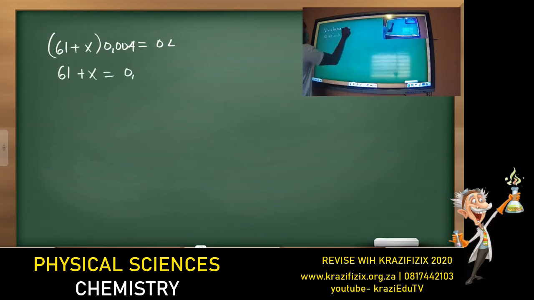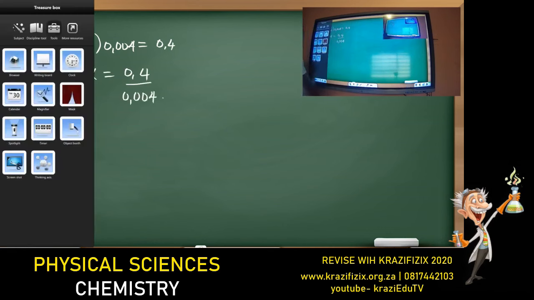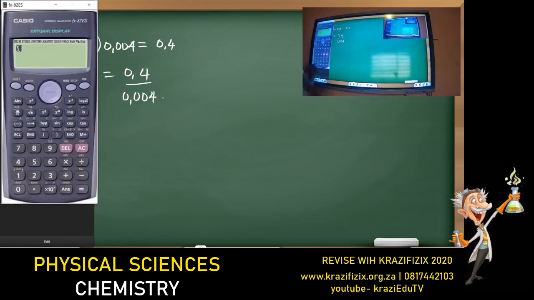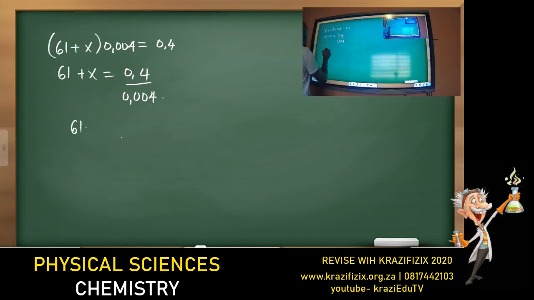therefore is 0,4 divided by 0,004. Let's use a calculator so that we are sure. 0,4 divided by 0,004, that gives us 100. Beautiful. 61 plus X equals to 100. What is X therefore? 100 minus 61 would give us what?